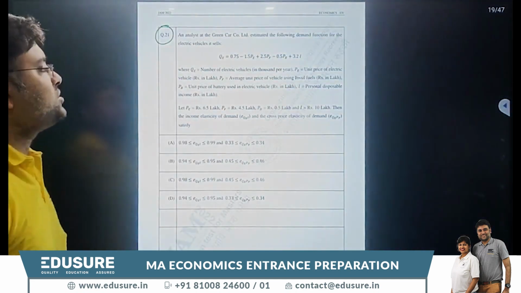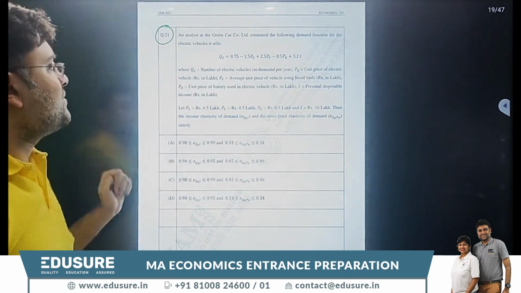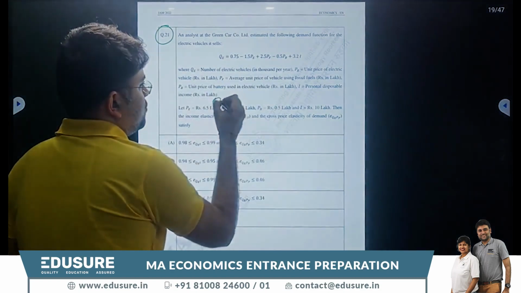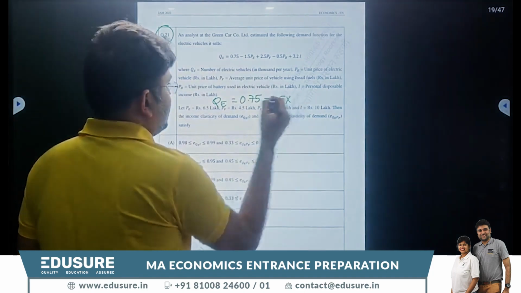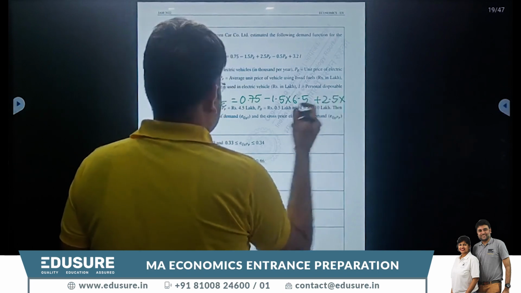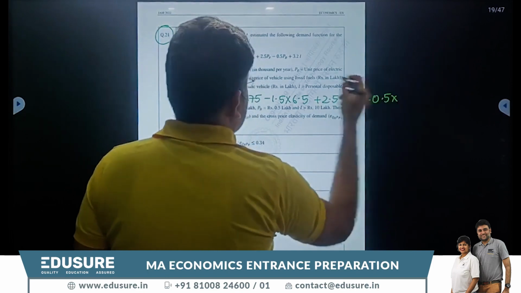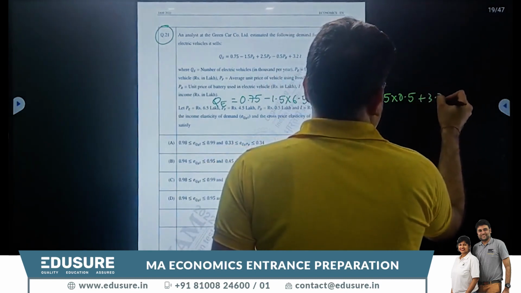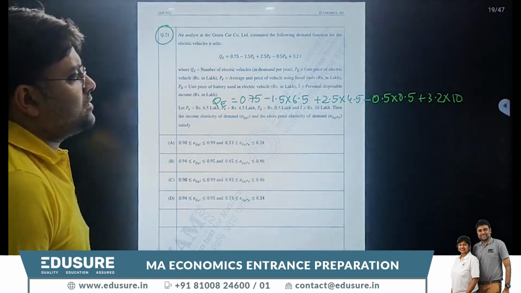IIT JAM 2022, question number 21. An analyst at the green car company estimated this demand function. Okay. PE, PF, all values are given. So QE is going to be 0.75 minus 1.5 into PE plus 2.5 into PF minus 0.5 into PB plus 3.2 into income. Okay, this is what we'll have.